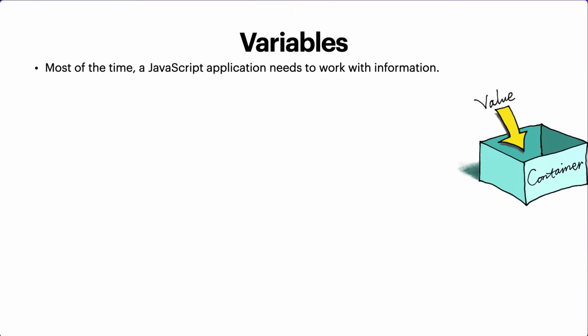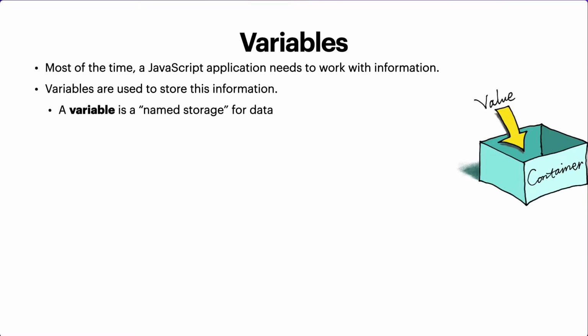Variables. Most of the time, a JavaScript application needs to work with information. Variables are used to store this information. A variable is a named storage for data. So basically, let's assume that you have a box and then you label that box and name it a container, and the data in this box is called the value of the container. So this is how a variable looks like in memory.